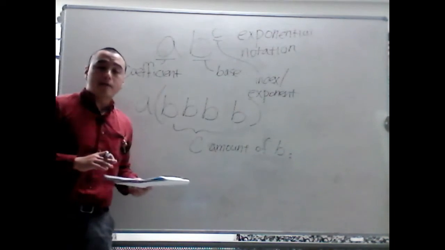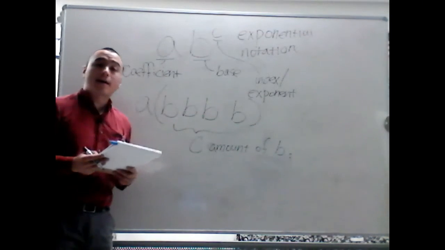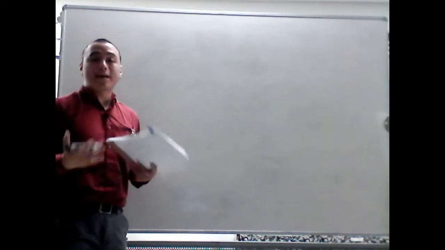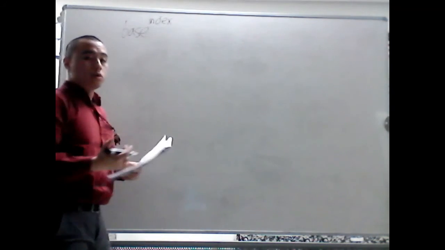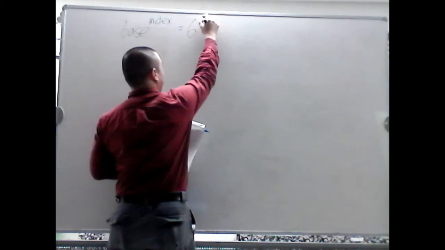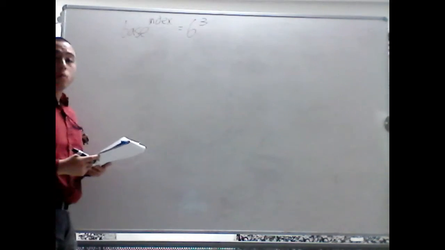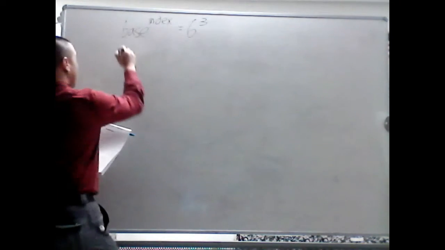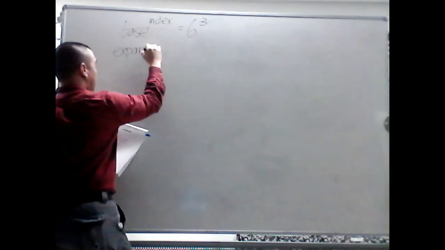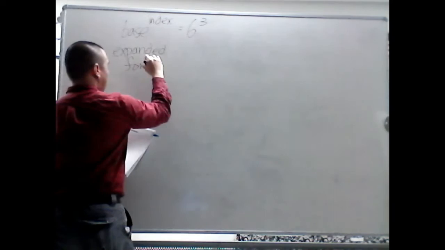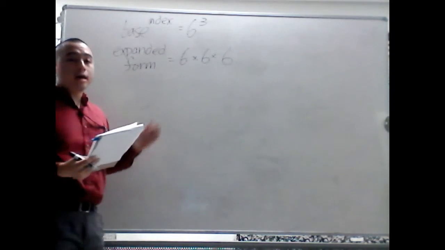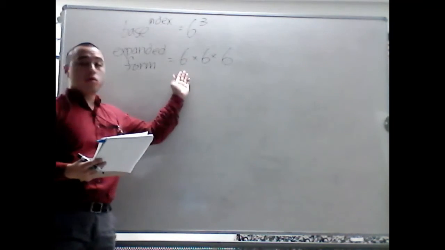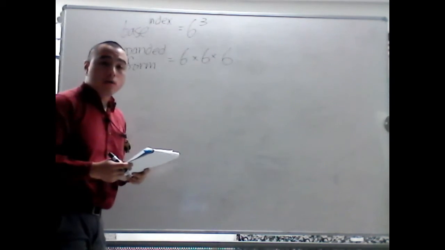And now that we have this down, let me go into some of the rules we have for exponential notation. The first rule we have is, let's just write it out. And so we have base and index up here. We're going to use an example. So we're going to say 6 raised to the power of 3. Let me write out what's called the expanded form. So you can see that the expanded form of 6 to the third is just 3 6's multiplied by each other. Now we move on to what's called the product rule.